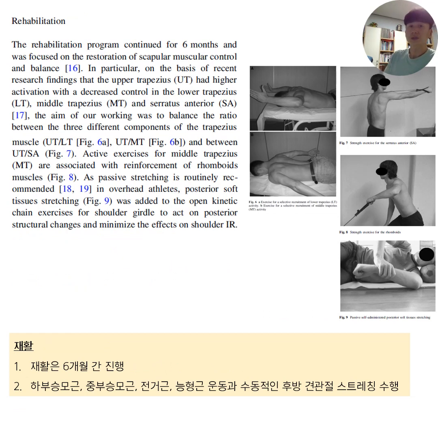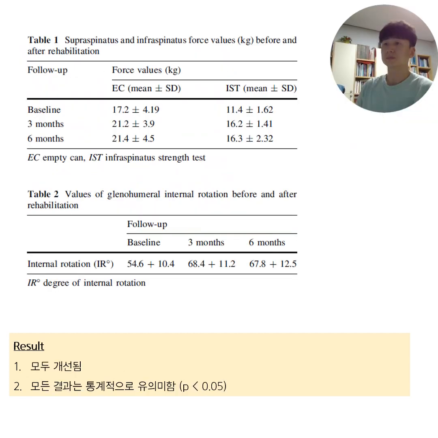Rehab was scheduled for 6 months, including lower and middle trapezius, serratus anterior, rhomboid exercises, and includes the passive posterior shoulder stretching as well. The results showed that all the figures were improved after 3 months, and all those numbers were statistically significant.